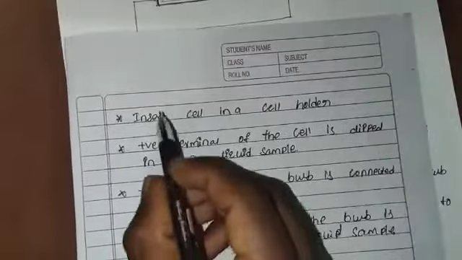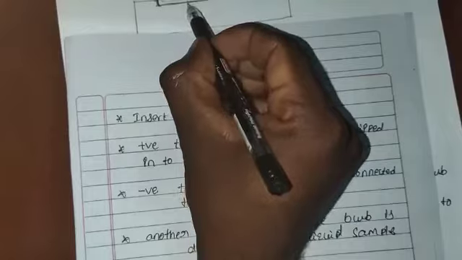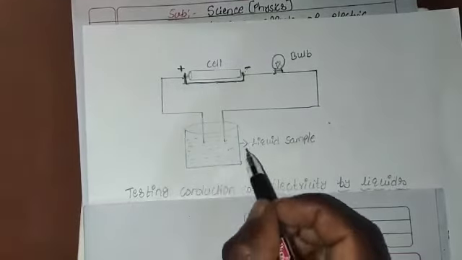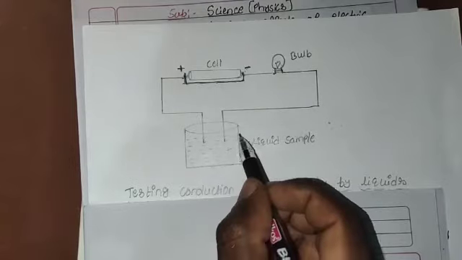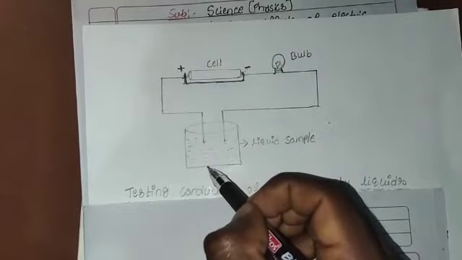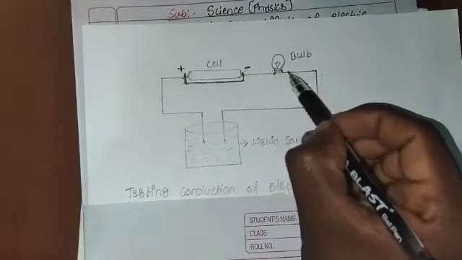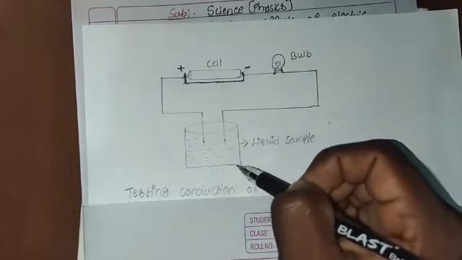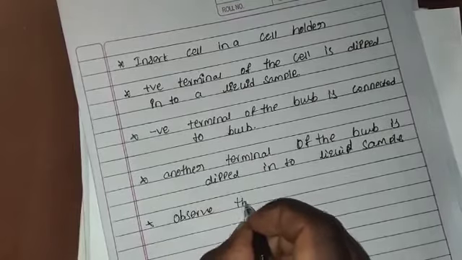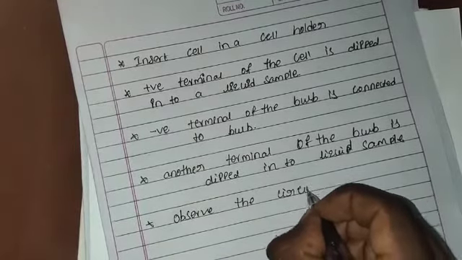At first we insert a cell in a cell holder like this. The positive terminal is directly dipped into a liquid sample. We have to take the liquid sample in a glass beaker. The positive terminal of the cell is dipped in the liquid sample, and the negative terminal of the cell is connected to the bulb. The other end of the bulb is again dipped into the liquid sample. Then we have to observe the circuit.